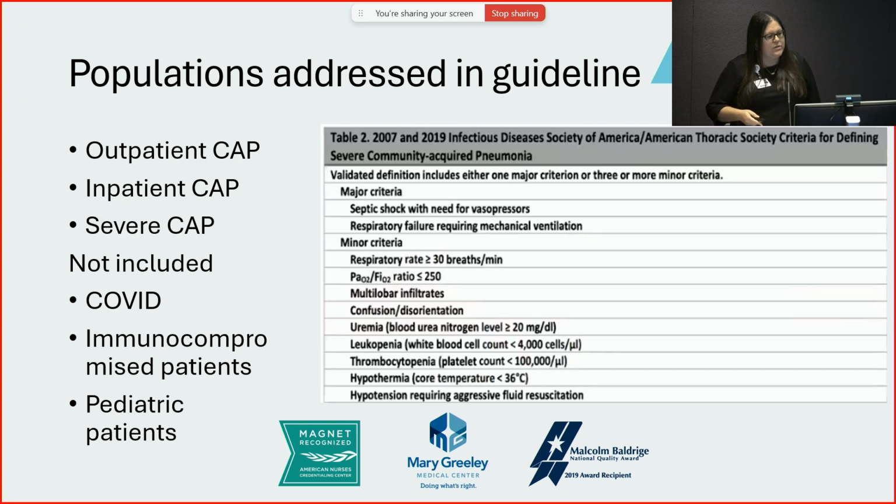And a reminder for severe CAP, here's the criteria. You can have a major criterion or 3 minor. This is found in the order set here at Mary Greeley for pneumonia, the criteria for severe pneumonia.